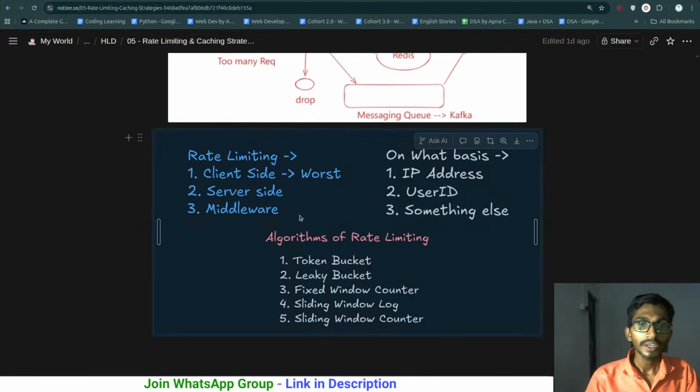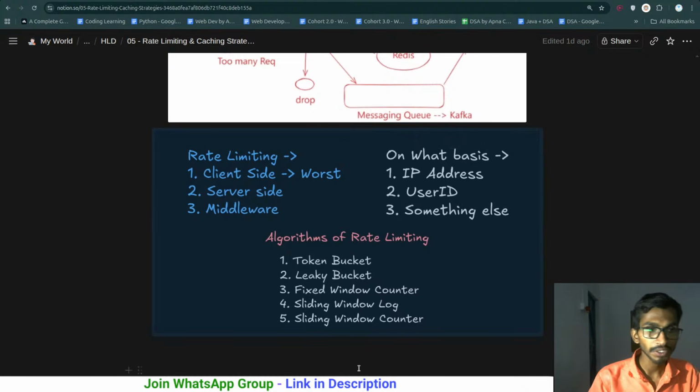So these are the things. By the way, when it comes to rate limiting, there are different kinds of rate limiting: client side, server side, middleware. You can implement it on any side.